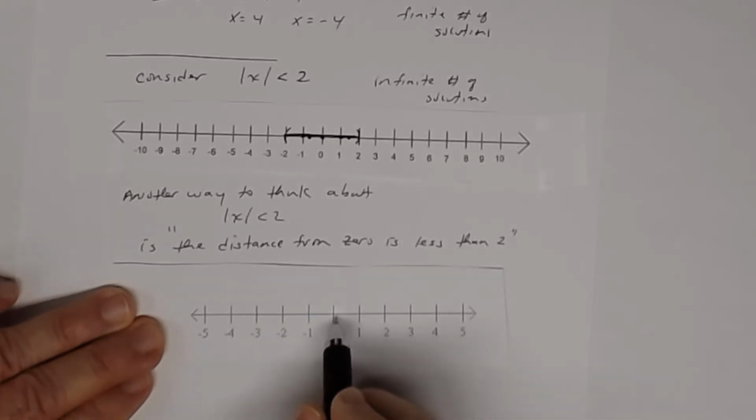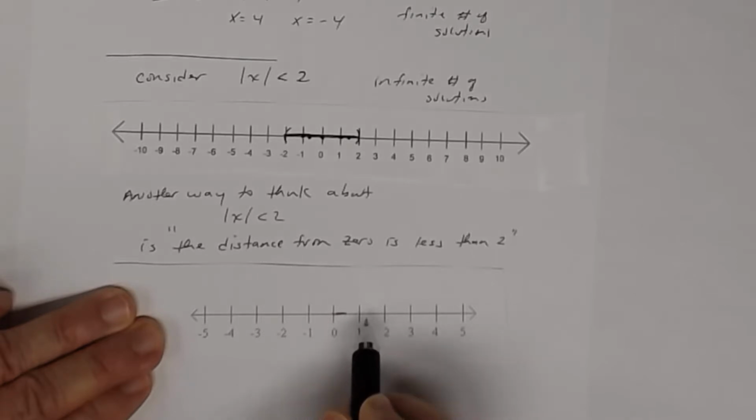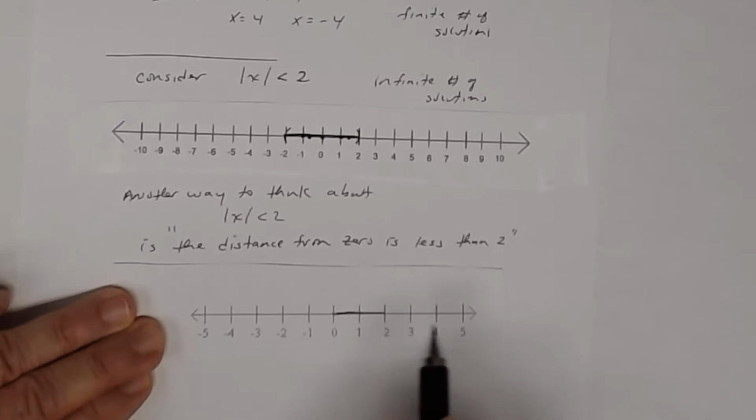Do y'all agree that any number that I'm shading right here, that distance from 0 is less than 2, because here's 2 right here. So it'll look like this. I'm not going to go any further, because once I go further than 2, then that distance is greater than 2. I'm only looking at less than 2.